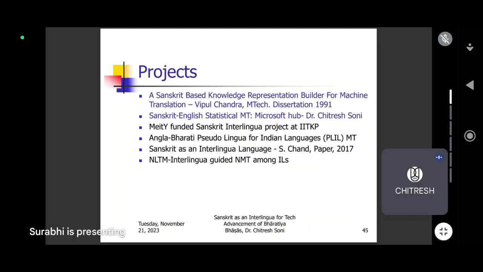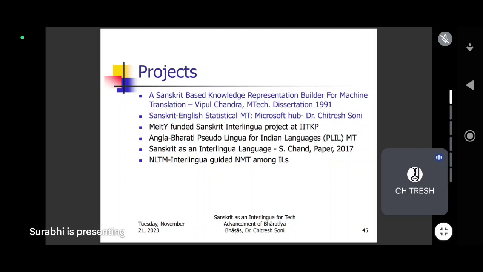Then the MeitY-funded Sanskrit Interlingua project. A small project is running at IIT Kharagpur. And Angla Bharati used an interlingua; it uses a pseudo language for Indian languages, which can be called PLIL, pseudo language for Indian languages based MT. For many reasons, statistical data was very low, tools were not encoded, and technology was not much advanced. Because of this, the project was a pathbreaker, but it couldn't go farther, and it couldn't become an intelligent system because of the inherent limitations.